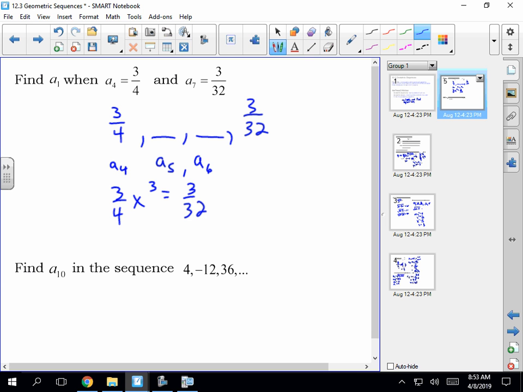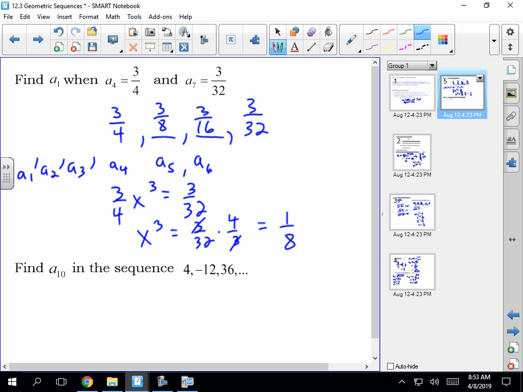Okay. So flip and multiply: x to the 3rd equals 3/32 times 4/3. That's equal to 1/8. Cube root of 1/8 would be 1/2. And then we go, oh, the ratio is 1/2. Okay. So 1/2. So this is 3/8. This is 3/16. Why don't I just work backwards now here? If I can do it. There's a sub 3, a sub 2, a sub 1.